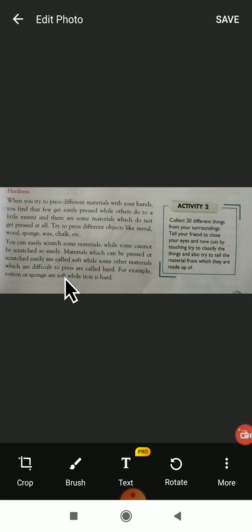For example, cotton or a sponge are soft while iron is hard. They have given cotton and sponge as soft examples, and iron as a hard substance. So this is about the property of hardness in matter. This is the fourth property, hardness. I hope you are clear with this hardness.